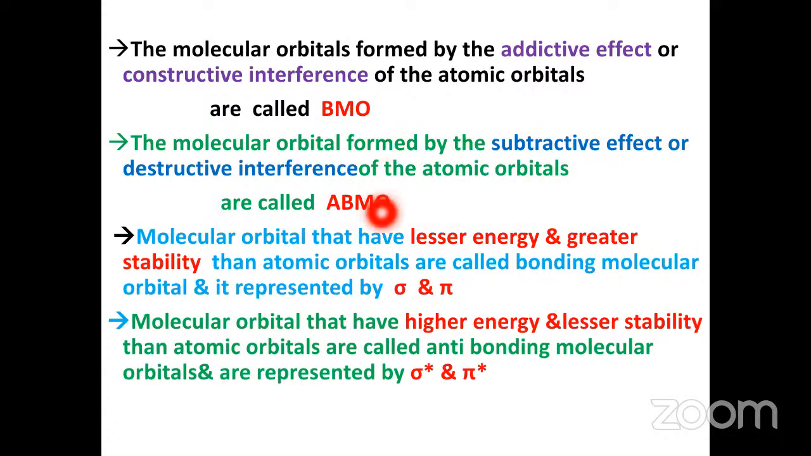The bonding molecular orbitals have less energy and greater stability, so these are represented by sigma and pi. The anti-bonding molecular orbitals have high energy and lesser stability, and these are represented by sigma star and pi star.